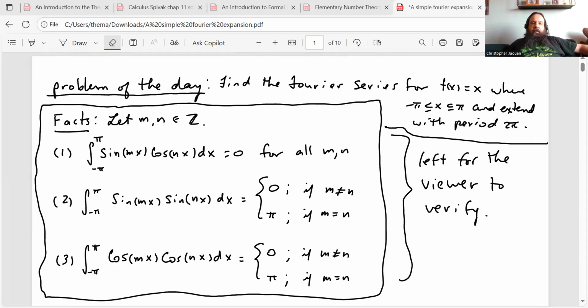So let me read out the problem. Find the Fourier series for f of x equals x, where x is between negative pi and pi, and extend that piece to have period 2 pi, and then we'll find the Fourier series expansion for it.